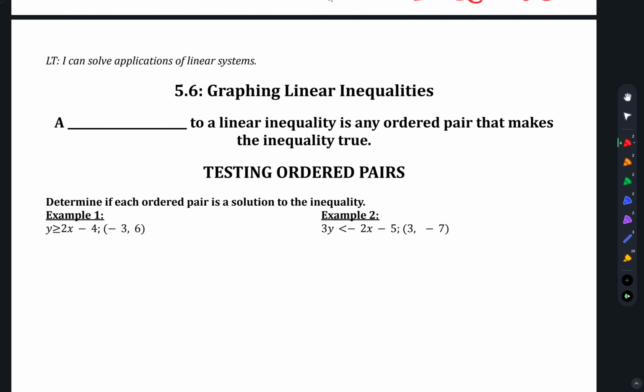Graphing linear inequalities. A solution to a linear inequality is any ordered pair that makes the inequality true. So you all had ordered pairs. Some of them were true. Those are considered solutions.